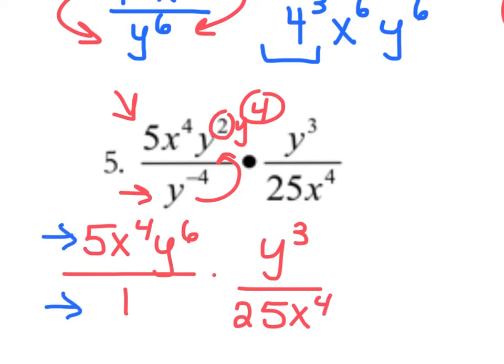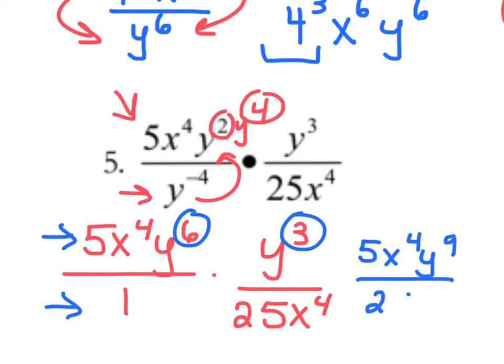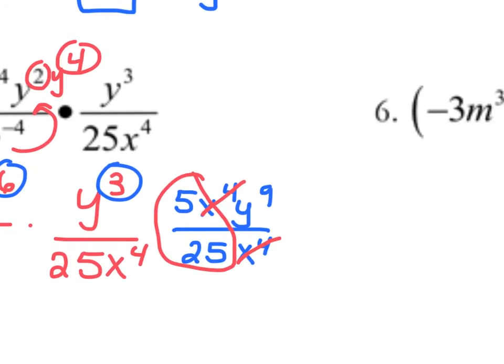Multiplication. Okay, multiply across the top and bottom. On top I get 5, x to the 4th. 6 plus 3 is y to the 9th over 25x to the 4th. We're not done. The x to the 4th actually cancel. Same thing on top of the same thing cancels out, and my 5 over 25 is going to reduce to 1/5. Final answer, if you want to leave it there, you can. y to the 9th over 5.